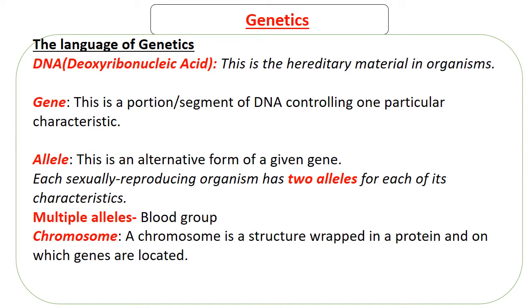Next we have chromosome. So a chromosome is a structure wrapped in a protein and on which genes are located. So these genes which we are talking about, which are a segment of DNA, are usually located on a chromosome. So a chromosome is going to have sections that have genes. What you should take is that a chromosome is where genes are. Genes are the ones that determine the characteristic. Then alleles are different forms of a gene. Multiple alleles is a situation where we have more than one allele, and DNA is the material for inheritance.